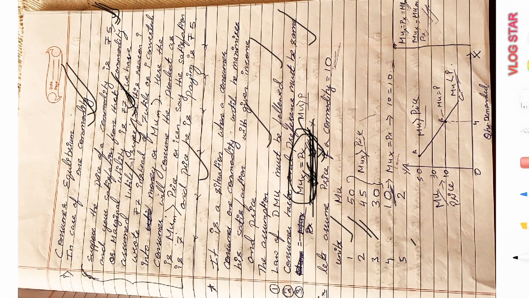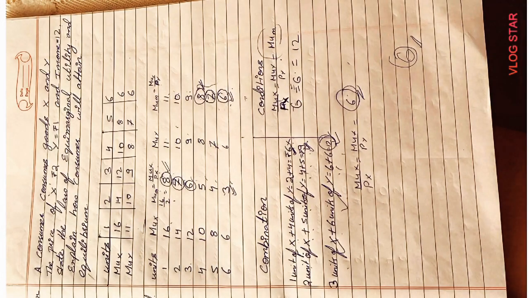Till here the consumer will be consuming that product. So I have assumed the price of that commodity is 10. So let's say the price to this sum. This is a very important thing.